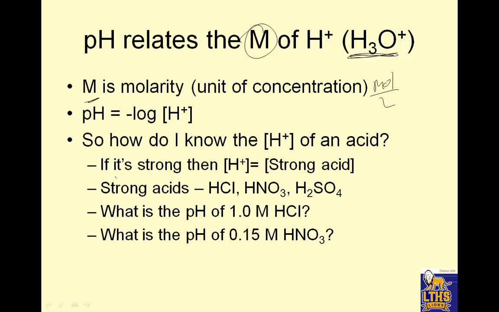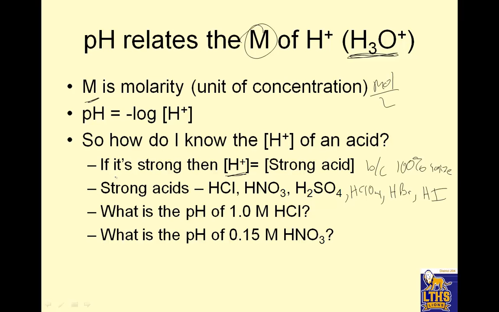So how do I know the H positive of an acid? If it's strong, right, then the concentration of H positive equals the concentration of a strong acid, because 100% ionize. Ionize means makes ions, so it makes 100% of that. Your strong acids again are HCl, HNO3, H2SO4, HClO4, HBr, and HI. There's 6 of them.